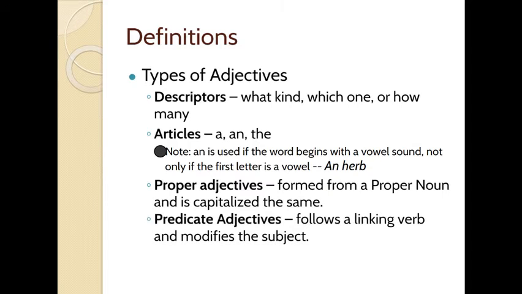There's also things called predicate adjectives. Depending on what you've studied so far, we've looked at these a little bit as subject complements. These follow a linking verb and they modify the subject, such as Mr. Orth is crazy. Crazy is the predicate, it's after the verb, but it describes the subject, Mr. Orth. So that's another type of adjective.